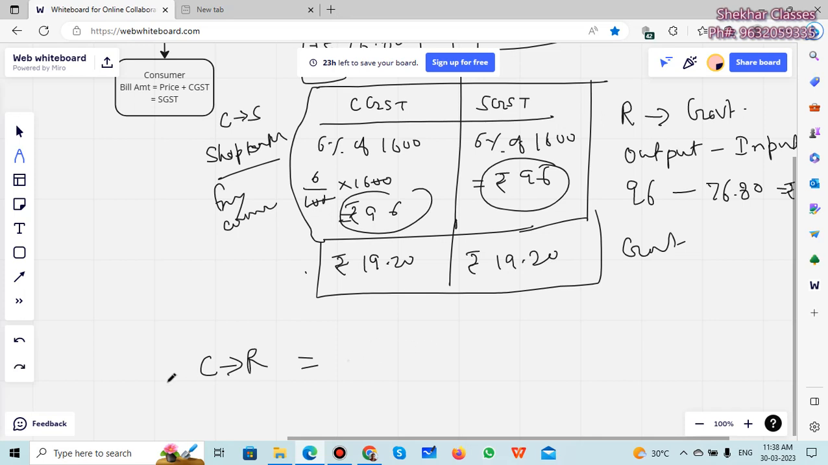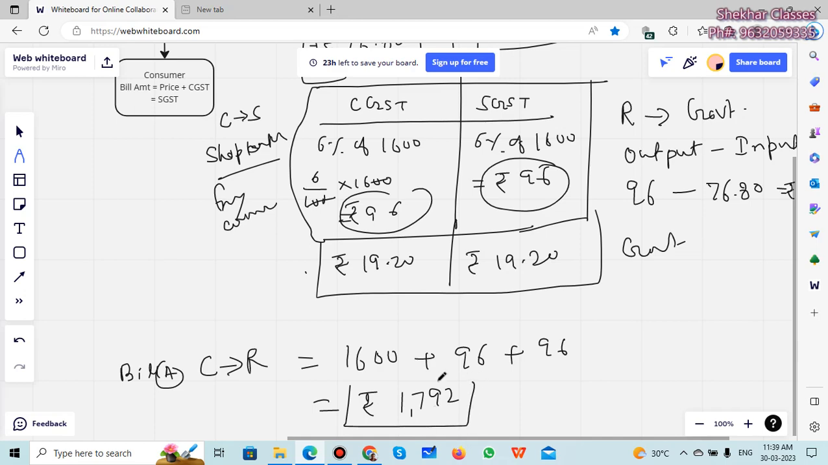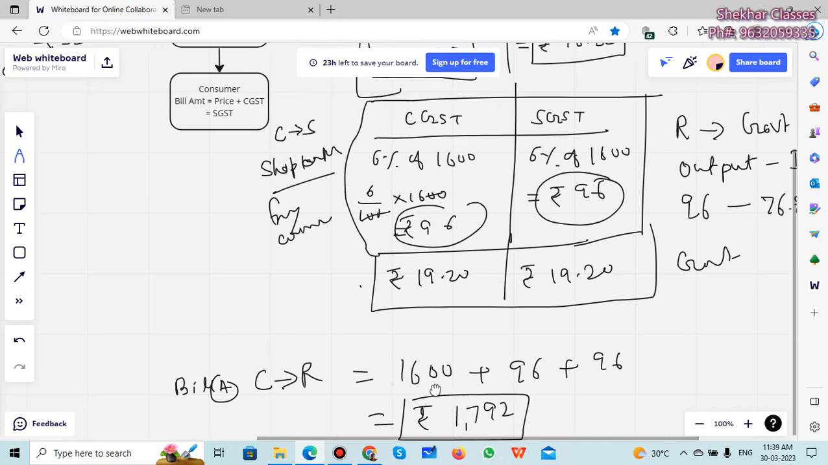Okay, the total bill amount. What is the bill amount? The selling price is 1600, the price of the camera, plus CGST 96 plus SGST 96. How much is that? You calculate it. 1600 plus 96 plus 96 will give you 1792 rupees. So this is the total bill amount for the consumer.